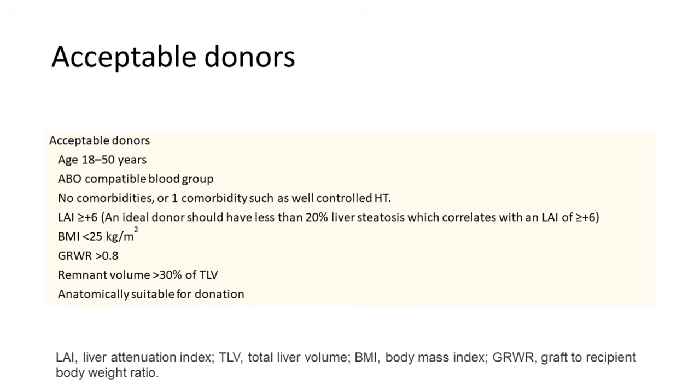Graft to recipient body weight ratio is what you're looking at. It should be more than 0.8. Remnant volume should be more than 30% of the total liver and anatomically suitable for donation. So these are all the various criteria that you look at when you're doing a donor workup.